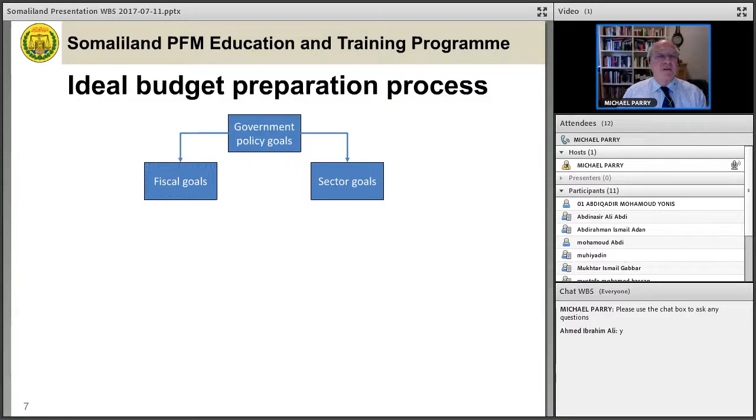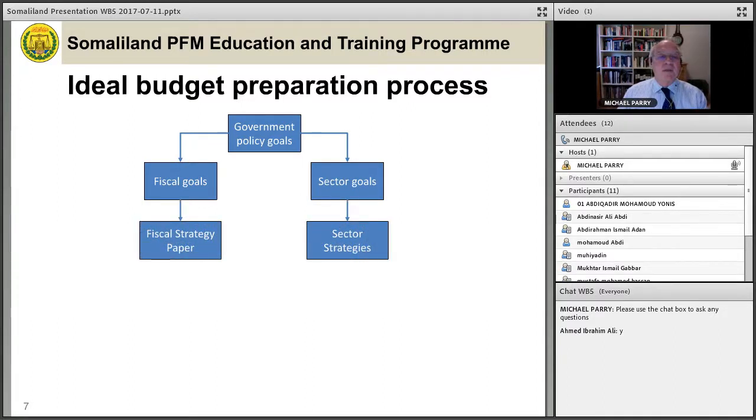And they will subdivide into fiscal goals. How much does the government want to borrow? How much tax is it going to raise? Not saying exactly where it will be spent, but just in broad terms, the level of taxation, the level of expenditure, the level of borrowing, and sector goals. How much do you want to spend on education? Do you want to focus on primary, secondary, or tertiary education, or on particular geographic areas? And those goals will be documented, or should be documented, the fiscal goals in a fiscal strategy paper, and the sector goals in sector strategies.